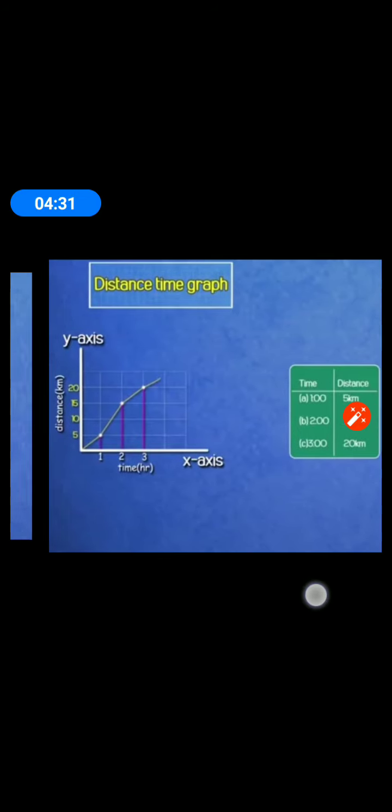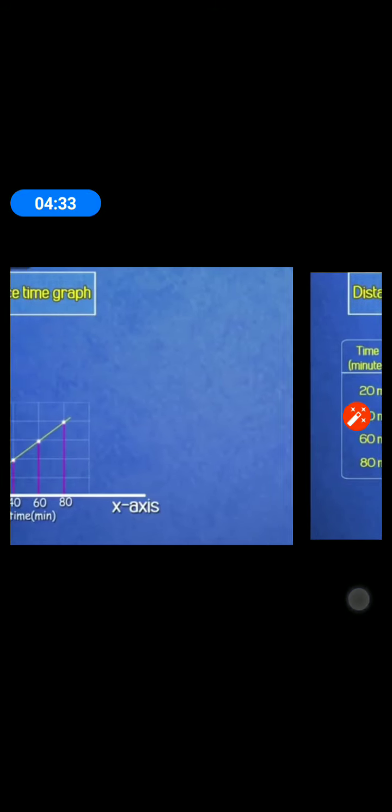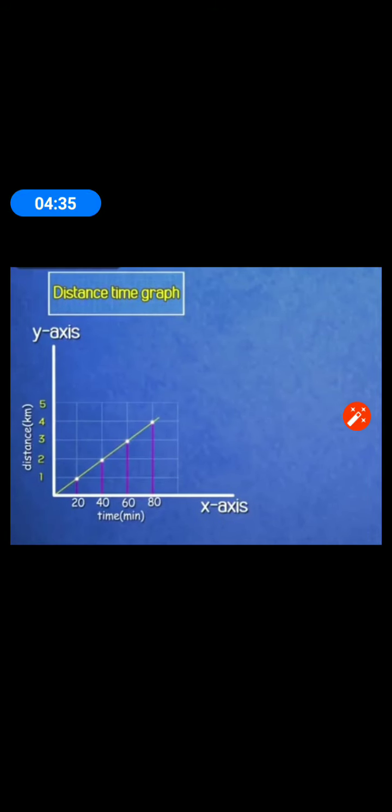Now then, how to calculate the speed using this graph? We have studied in our earlier classes the formula of speed. What is speed? Speed is the distance travelled per unit time. That means speed is equal to distance upon time. Now, distance here is plotted on the y-axis and time is plotted on the x-axis.